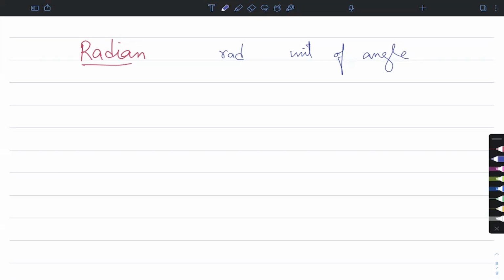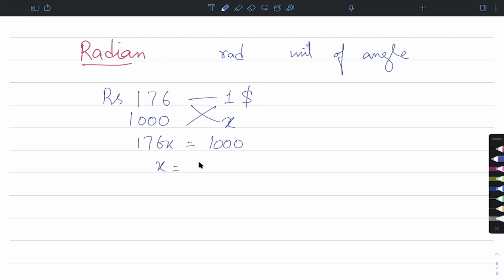For example, in money terms, I can say: what's the dollar rate today? 178, let's say. So 176 rupees is $1, right? So that's my conversion factor. If I wanted to figure out how much 1,000 rupees is in dollars, you'll say X and cross multiply. So 176X is equal to 1,000, and X is going to be 1,000 over 176. And that's how you know how many dollars is 1,000 rupees, right?